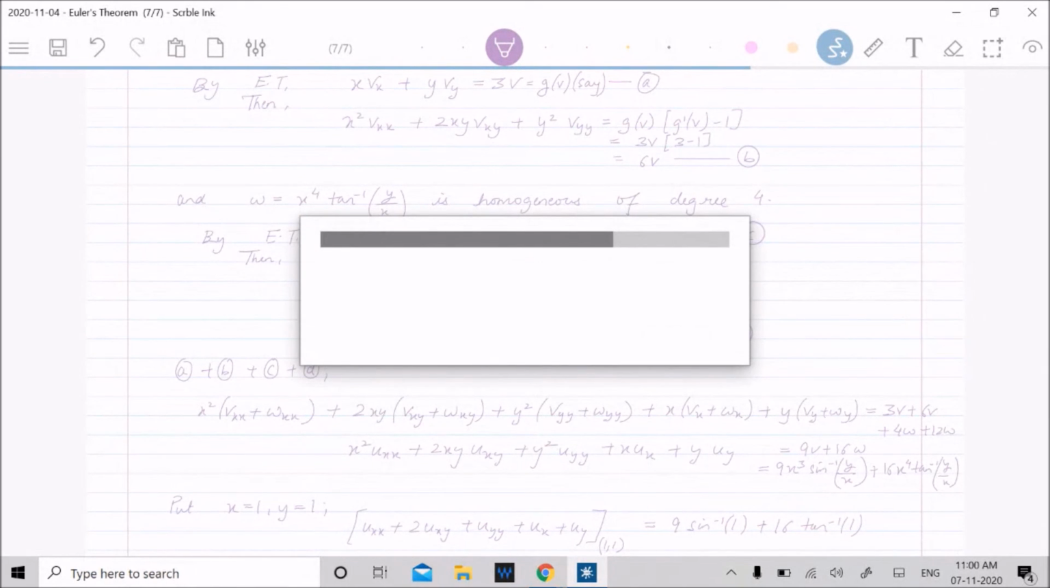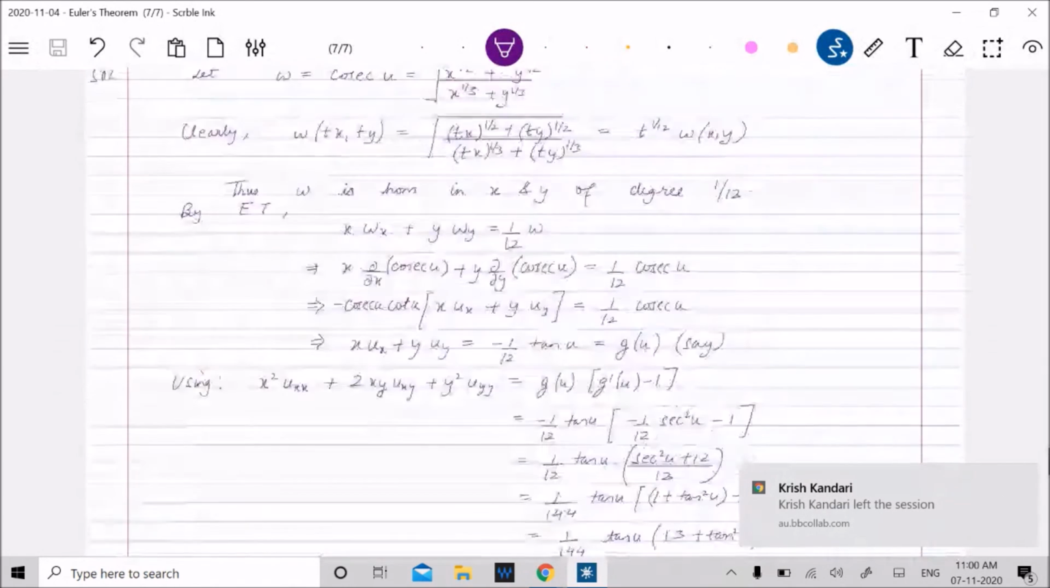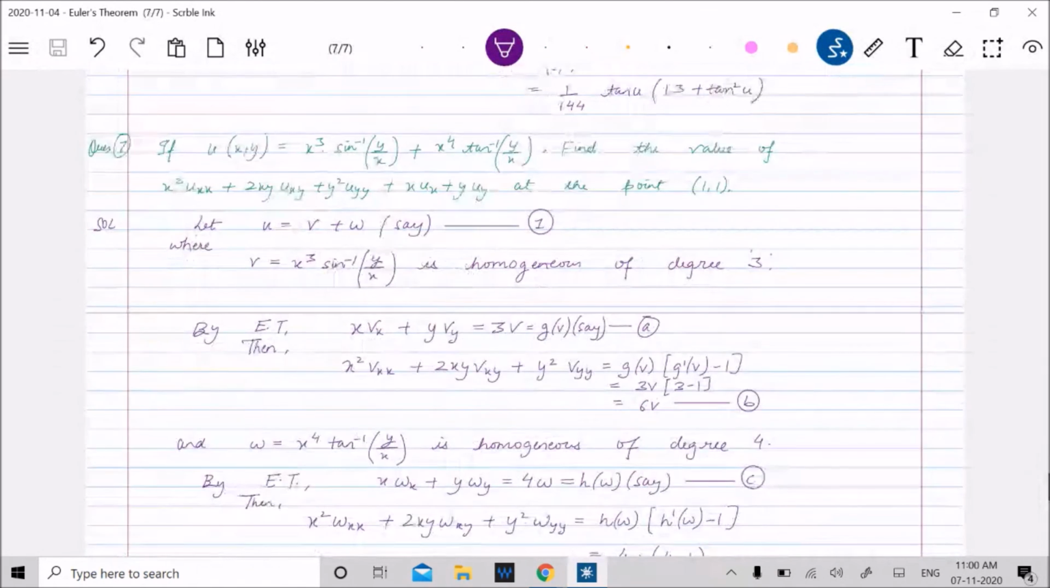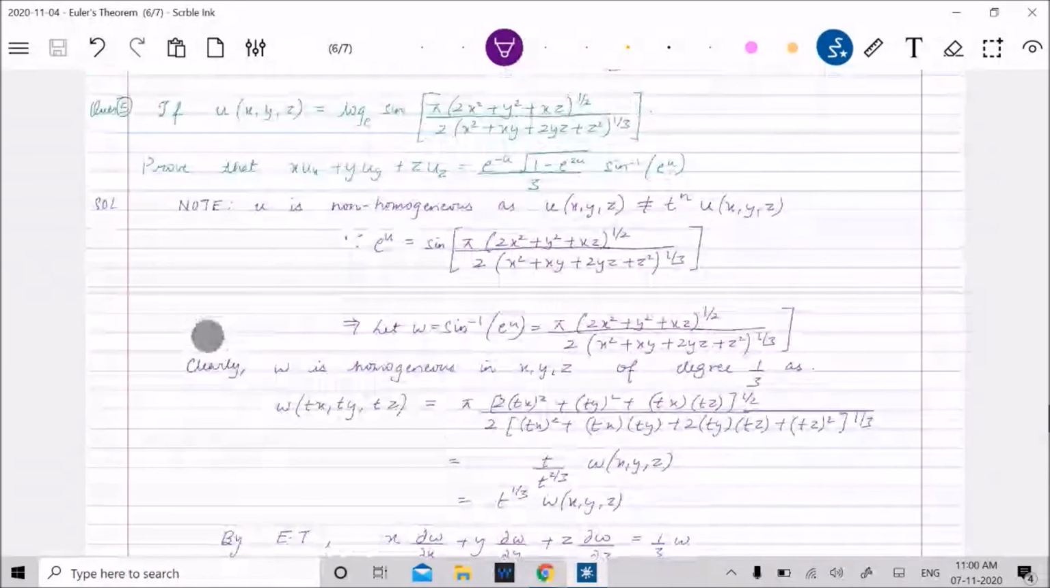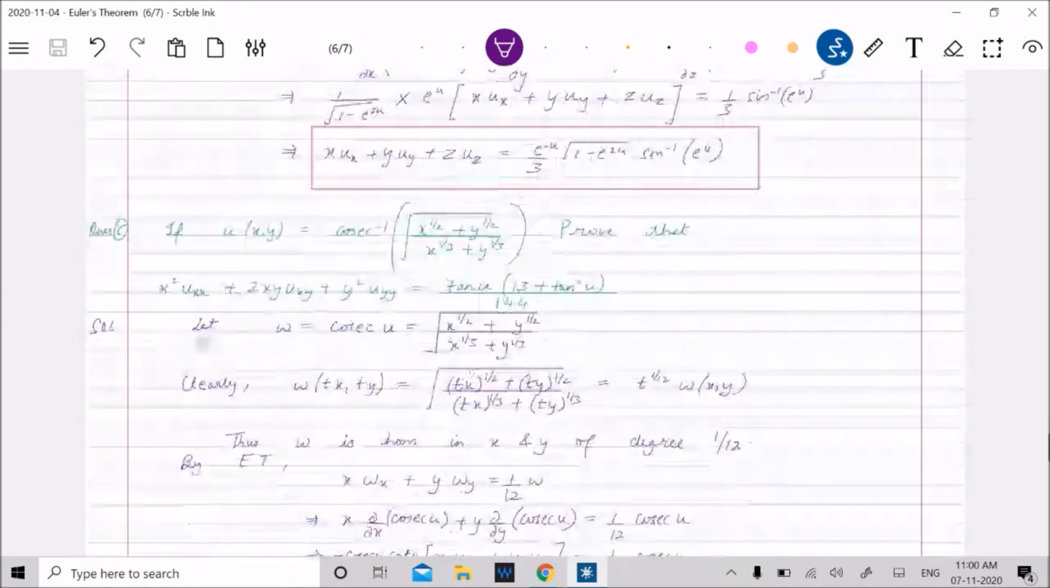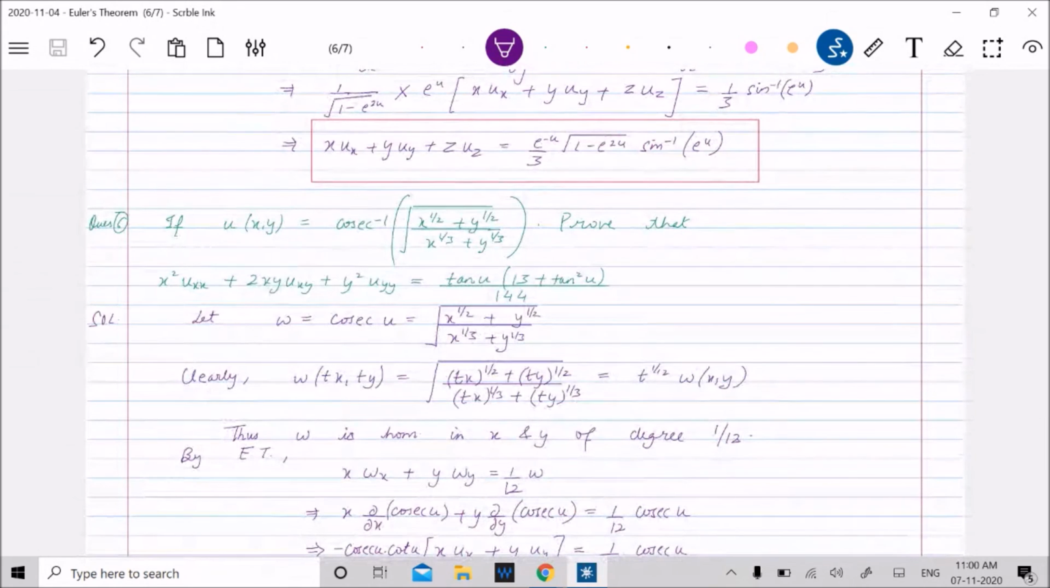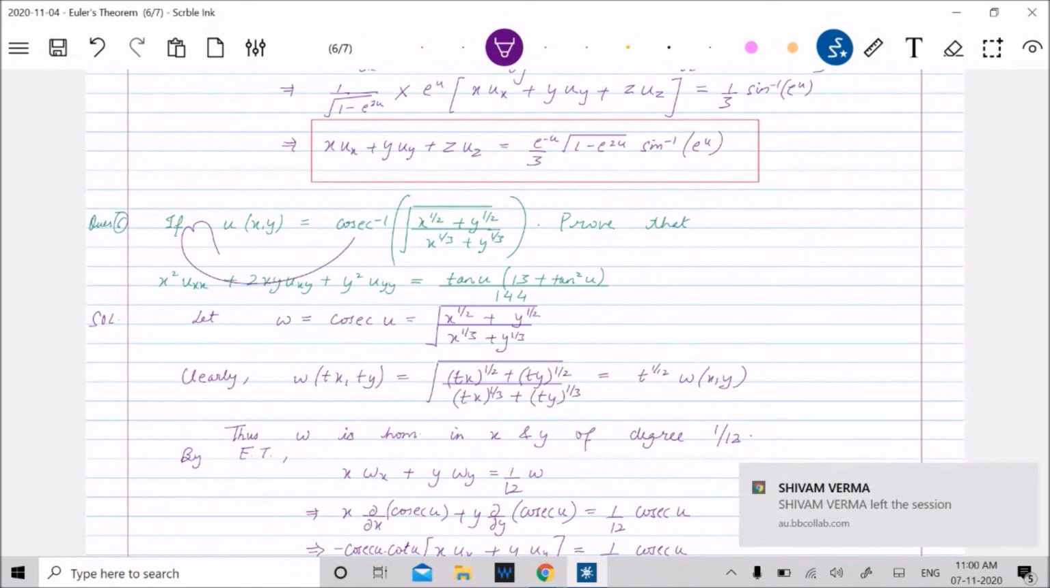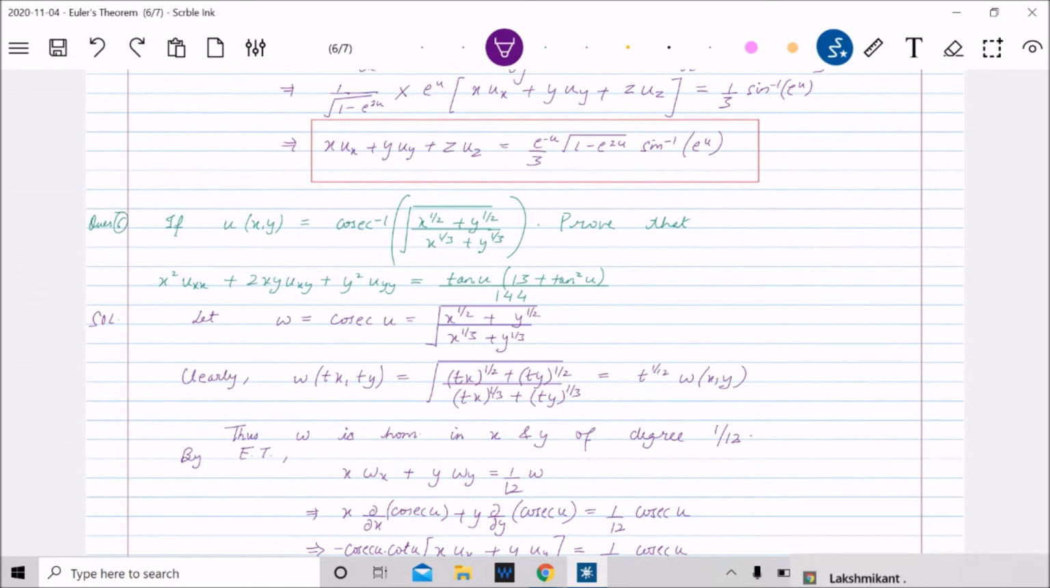Almost all the problems have been addressed, and these all are applications of Euler's theorem. You have seen that in each question I have used Euler's theorem, sometimes directly and sometimes indirectly. Direct use of Euler's theorem is possible if U is a homogeneous function. But if U is not homogeneous, then you have to modify that function, like we have been modifying in all of these questions, like bringing that cosec inverse here. This is a part of modification.